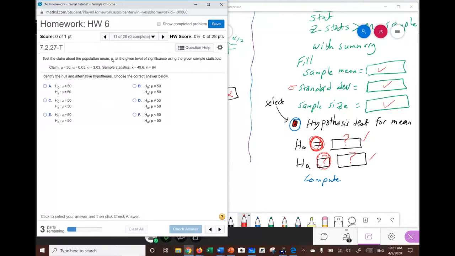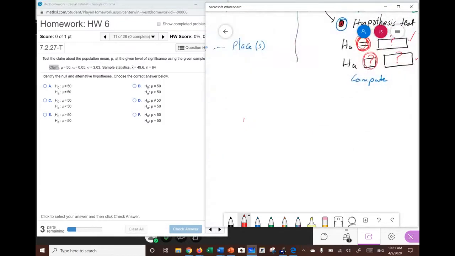Now, what do we have in here? This is the claim, mu equal to 50. Notice that in the claim, they told us that mu is equal. If it's equal, we're going to choose, for H naught and HA, both of them about the mean. Equal always goes with the top, and the opposite of equal, not equal, goes in the bottom. And they tell us 50, so this will be 50 and 50.